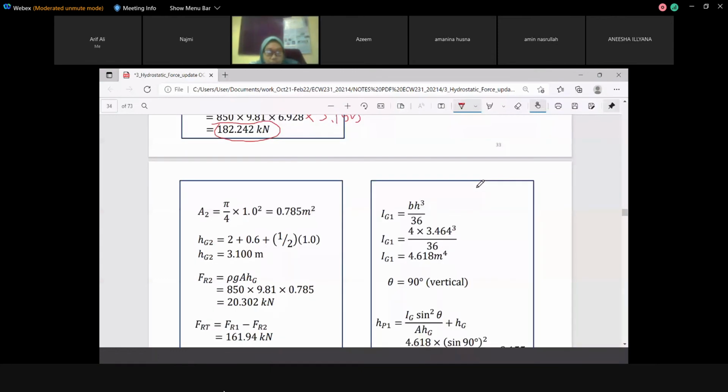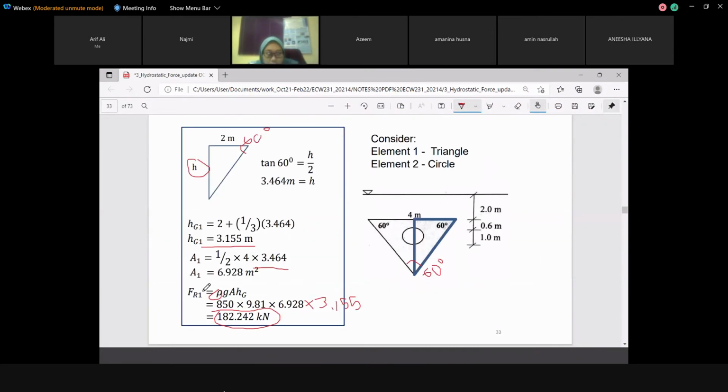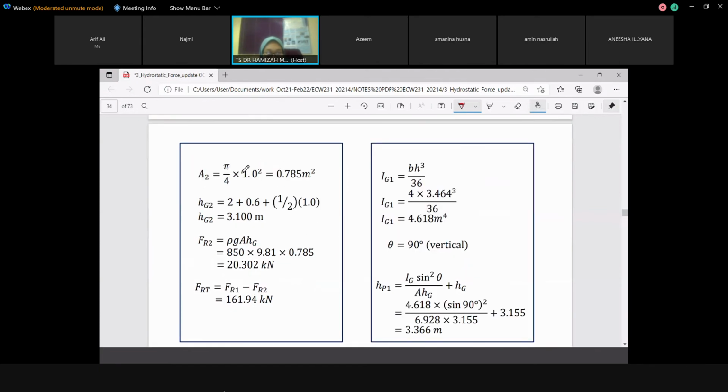Oh, this one dia kira satu-satu dulu. Dia kira elemen 1 ni, R1 ni ialah untuk triangle. And then below ni dia kira untuk circle. So area of circle ialah pi d squared over 4. Okay, and then this is the Hg untuk circle.